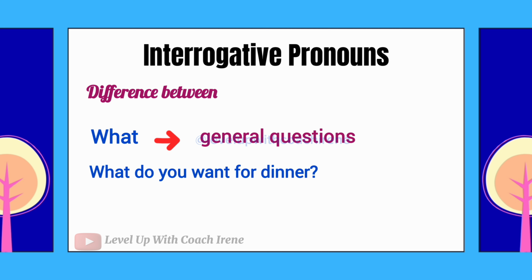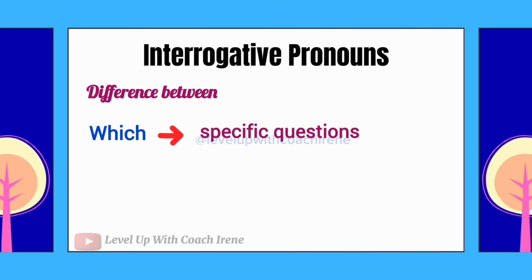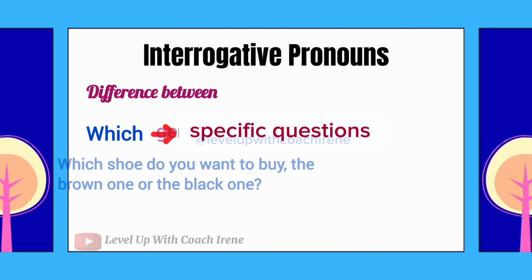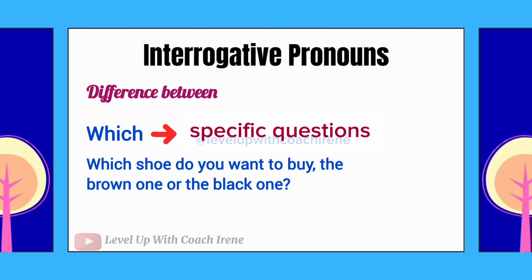Examples: what do you want for dinner? What is your favorite color? In these sentences, you can see that what is used when the answer could be broad or when the speaker doesn't know what the available choices are, whilst which implies that the person asking knows there are specific choices or alternatives to choose from.